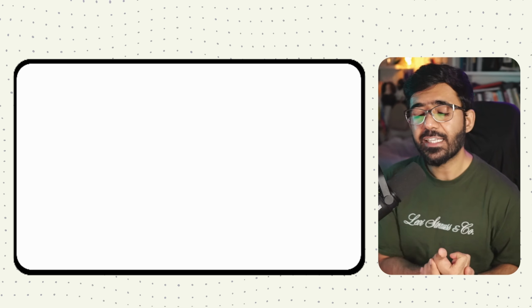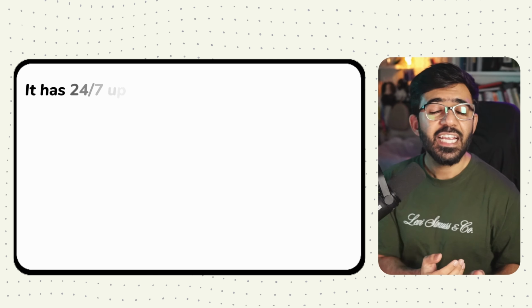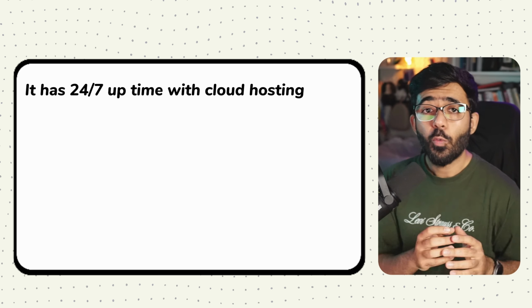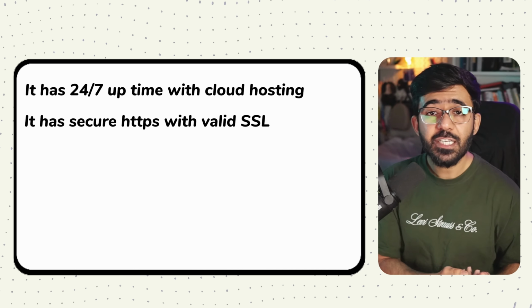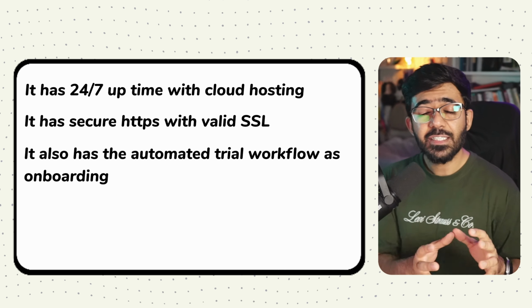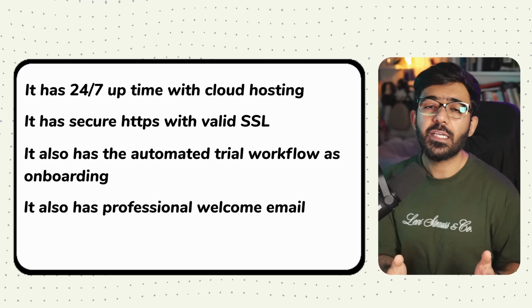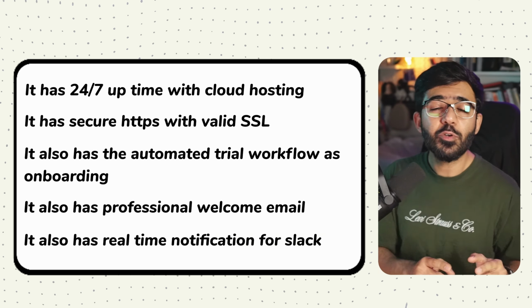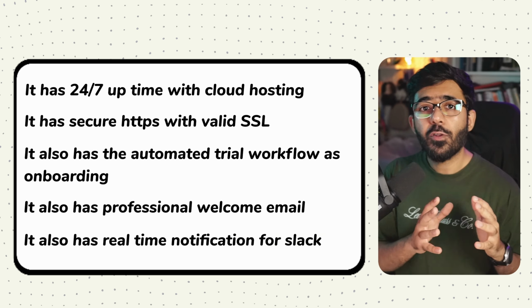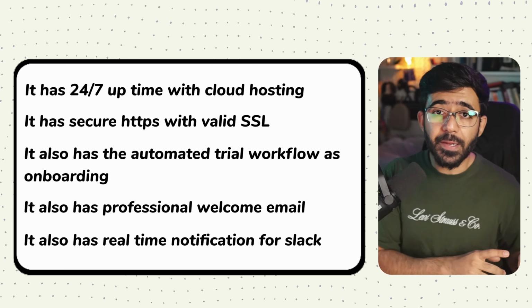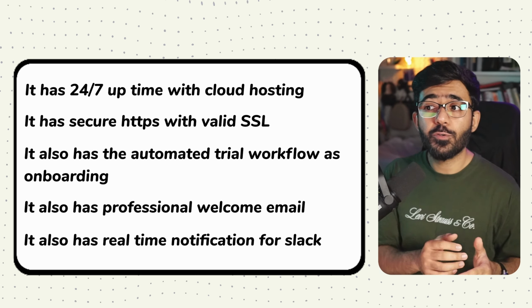All right, so let's talk about what you have built today and where to go from here. So what you have now is a production n8n instance, which is not localhost. It has 24/7 uptime with cloud hosting. It has secure HTTPS with valid SSL. It also has the automated trial workflow as onboarding. It also has professional welcome emails, and it also has real-time notifications for Slack. And don't forget, you're logging all of these activities in the CRM, and this is a foundation for you to build on top of it. But here's the thing, this is just the beginning.